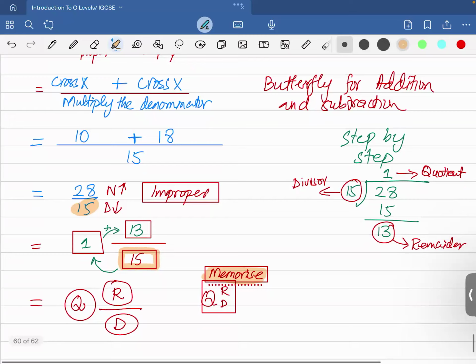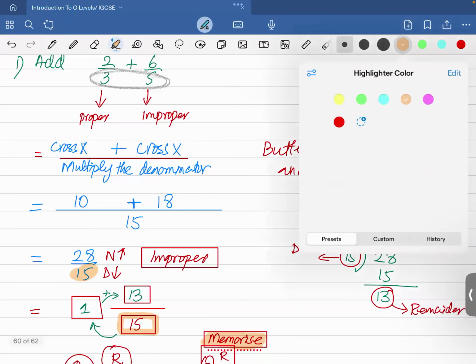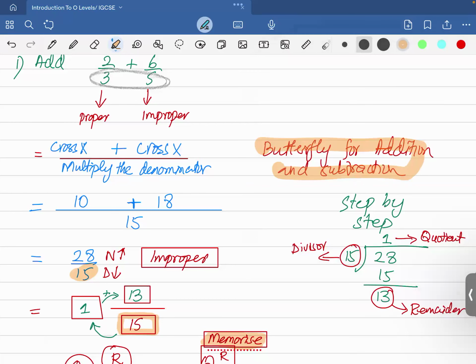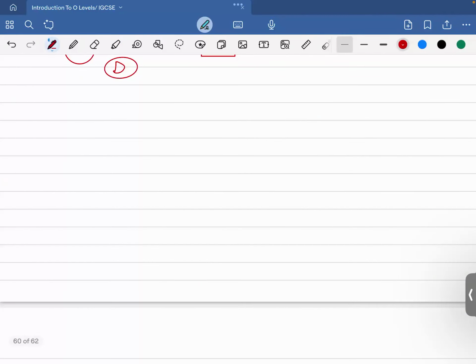Follow this technique for addition and subtraction. It is my advice to all of you that you can follow this technique for addition and subtraction. Now we have multiply and divide, so let's proceed with that. Multiply slash divide.